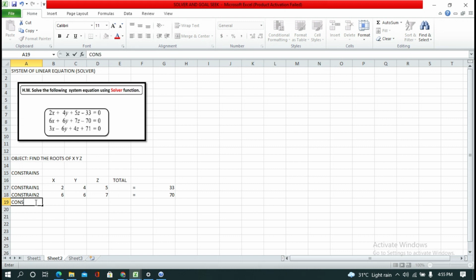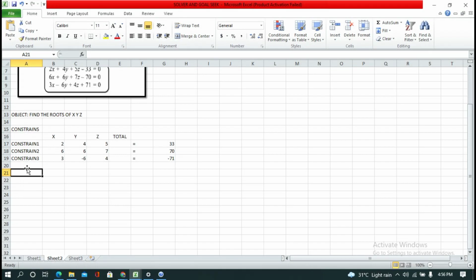For constraint 3, based on equation 3, by transposing this positive 71, we have a negative 71. So by equation 3, 3 times x minus 6 times y plus 4 times z should be equal to negative 71. So this is our constraint for this problem.